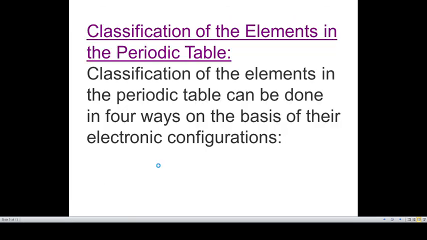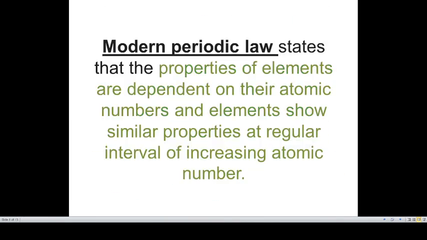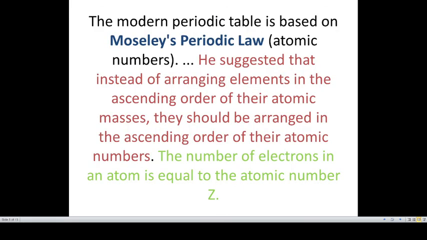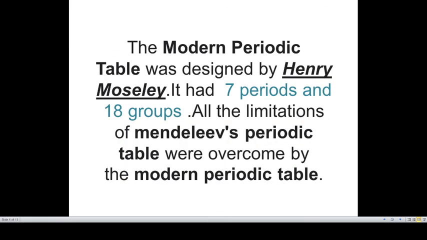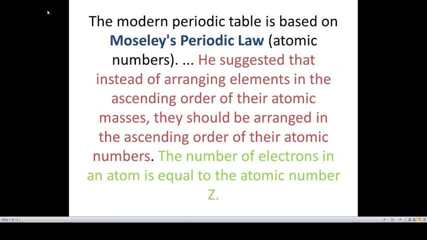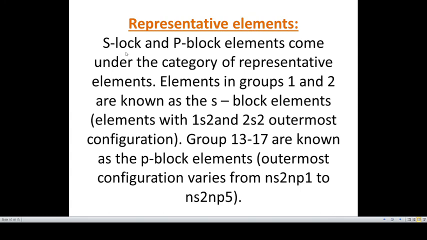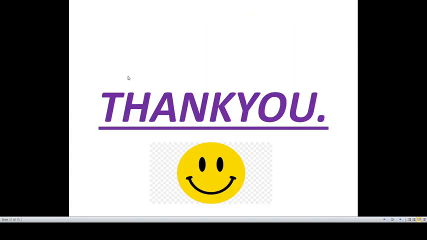So we have completed our topic, that is the modern periodic law. The modern periodic law was given by Henry Moseley, and the table consists of 7 periods and 18 groups. This was described after Mendeleev's periodic table. So this is the modified version of Mendeleev's periodic table.